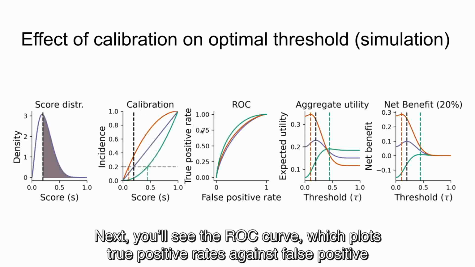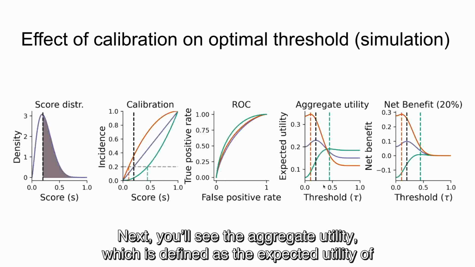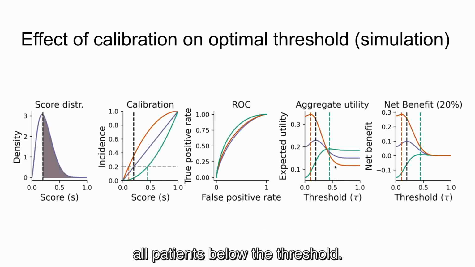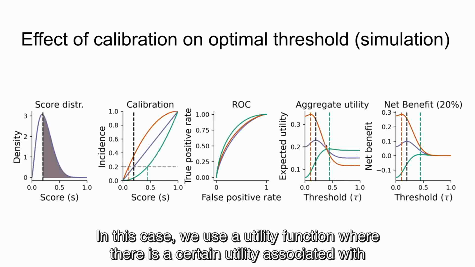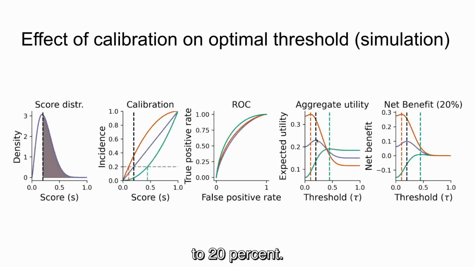Next, you'll see the ROC curve, which plots the true positive rates against the false positive rates, where greater area under this curve is generally associated with a higher quality model. Next, you'll see the aggregate utility, which is defined as the expected utility of the decision rule based on treating all patients at or above the threshold and not treating all patients below the threshold. In this case, we use a utility function where there is a certain utility associated with each type of classification error, and the optimal threshold for a calibrated model corresponds to a threshold of 20%.